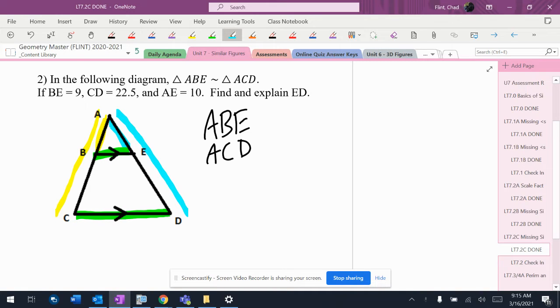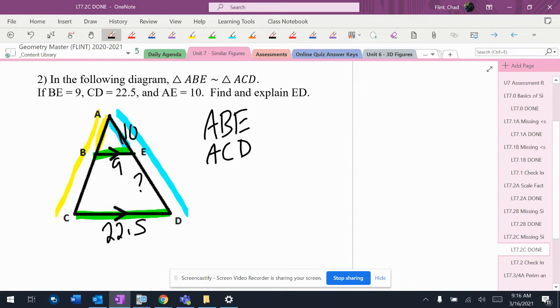Okay, but you can draw separate triangles if you want to. I like to avoid that, but it doesn't mean you can't draw separate triangles. Just be careful if you do. So it says BE is 9. It says CD is 22.5. It says AE is 10. And it says find and explain ED. Now I'm going to put a question mark on there and we're going to talk about why in a second.